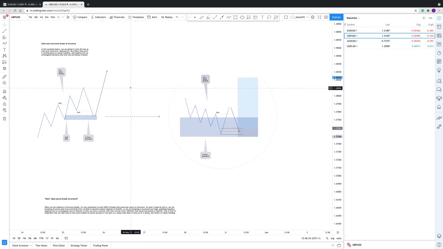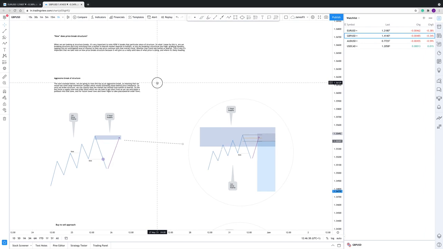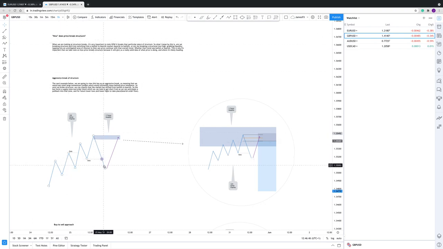So let's now look at the same, but a change in how price breaks structure. In this example, this is the same, but we're going to be looking at this breaking structure as an aggressive break rather than a corrective break. So we have the same thing, higher highs and higher lows. This is now going to be an impulsive break of this structure. So let's just go through it.